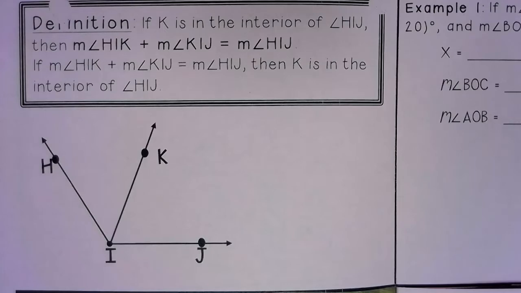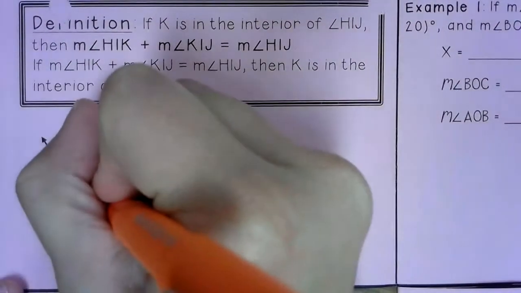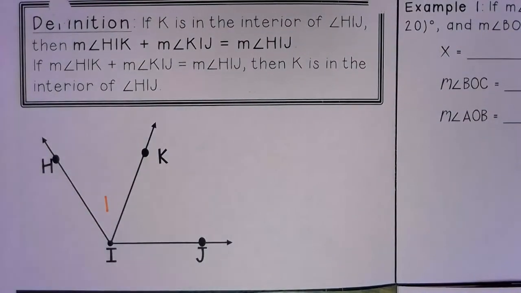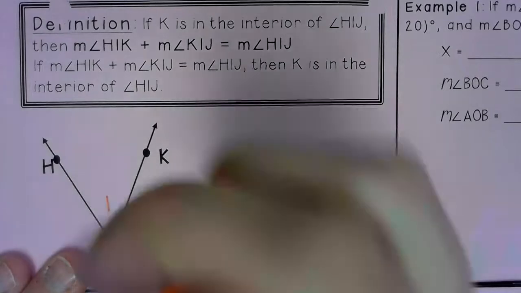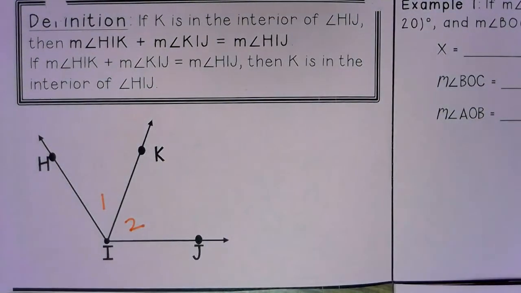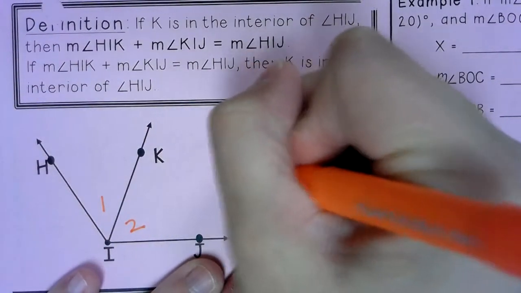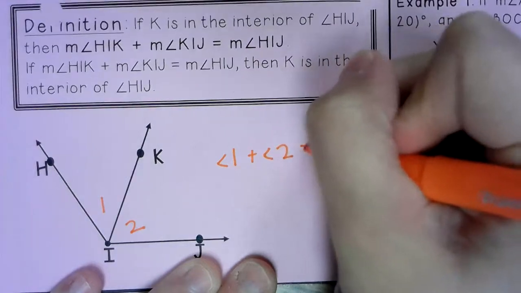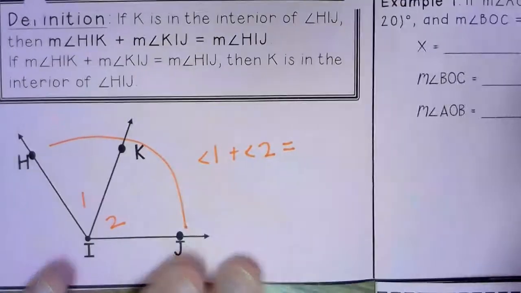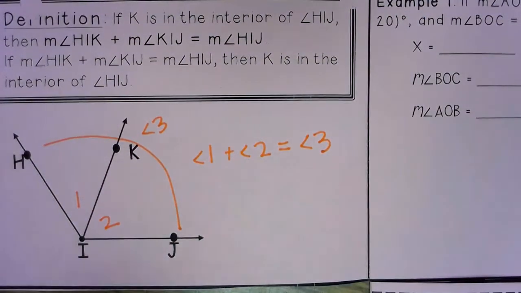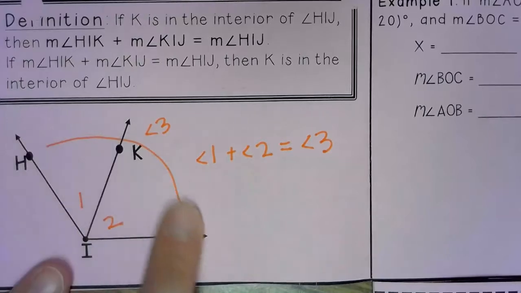Let's talk about what that says. So the angle addition postulate is just like the segment addition postulate. So let me explain it in words that should be pretty simple. Let's call angle HIK angle 1, and we'll call angle KIJ angle 2. All the angle addition postulate says is that angle 1 plus angle 2 is equal to the whole thing. So we'll call the whole thing angle 3. That's it. That's all it says. Part plus part equals the whole thing.